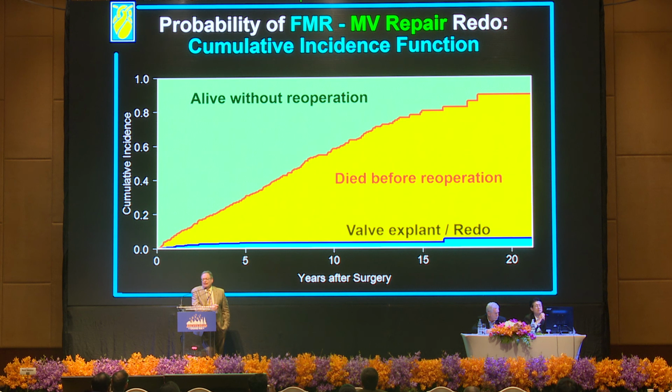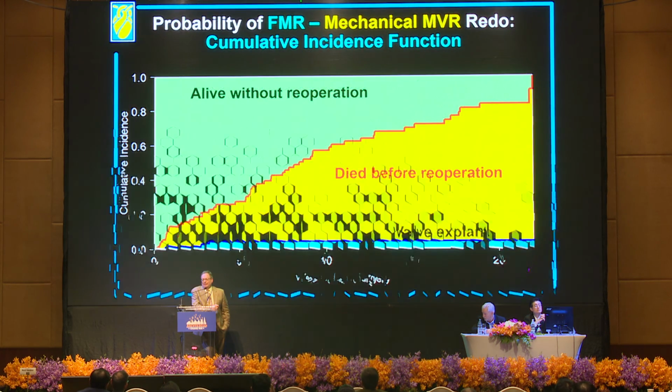When you look at the cumulative incidence function of redo, valve explant or redo for mitral valve repair, at 24 years, it's 5%. So there is a redo rate for mitral regurgitation. Remember, most people don't get to 24 years. There's 100% mortality by that time. They're all dead. So we only need to pick an operation that at most is going to last about 2 decades, and on average is only going to last less than 10 years.